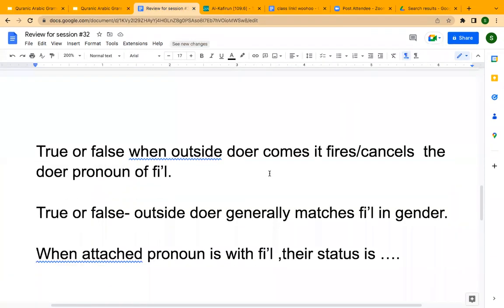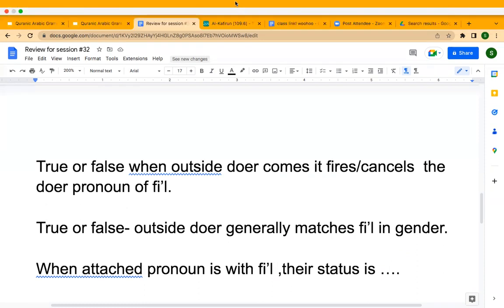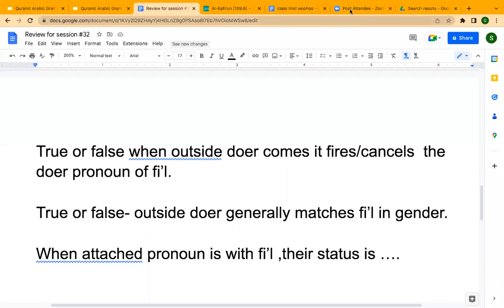When an attached pronoun is with a fail, what is the status of an attached pronoun? It's nasb. It's a detail of that action. If you remember nasarakum or nasarahu, you will never forget that. Just keep one example in your mind and work with that example, and that will inshallah help you retain all the information.